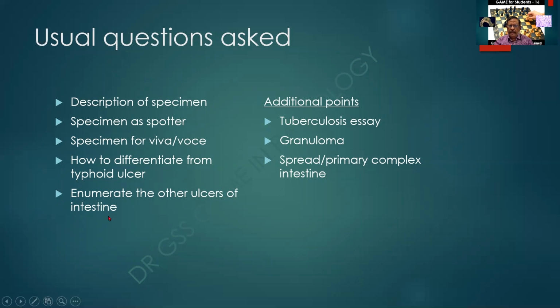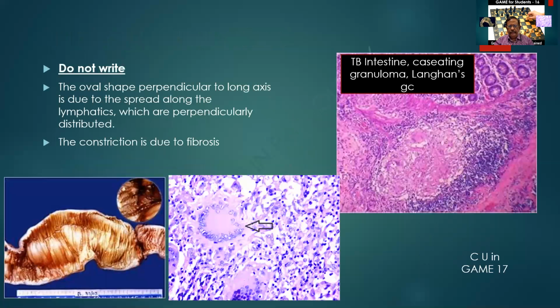For example, amoebic ulcer we should have in mind. And have also these in mind. Tuberculosis is an essay question, granuloma is a short note, and primary complex of the intestine you'll have to remember. Typhoid ulcer itself is a question for you people in general pathology. We shall visit it later.